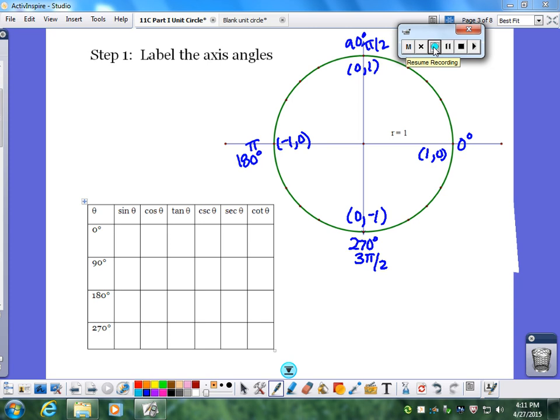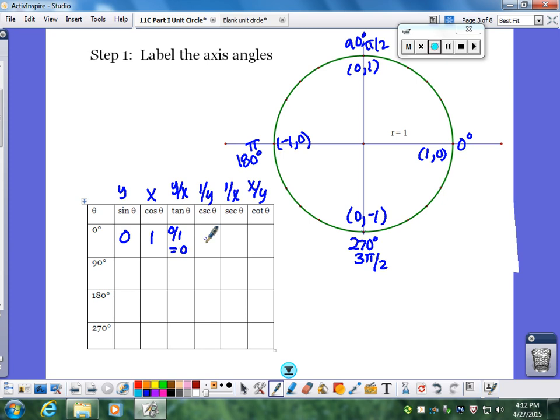So I've just got the same thing on a smaller scale here. Now remember, sine is y, cosine is x, tangent is y over x, cosecant is 1 over y, secant is 1 over x, and cotangent is x over y. So the sine of 0 degrees is the y coordinate, which is 0. The cosine of 0 degrees is the x coordinate, which is 1. Tangent is y over x, so 0 over 1, which is just 0.